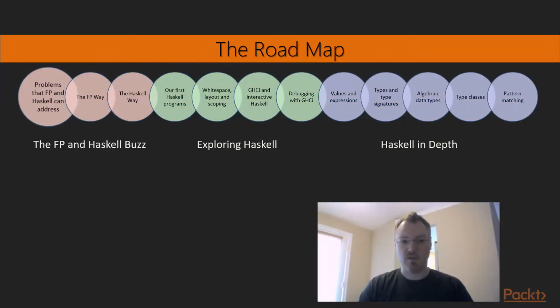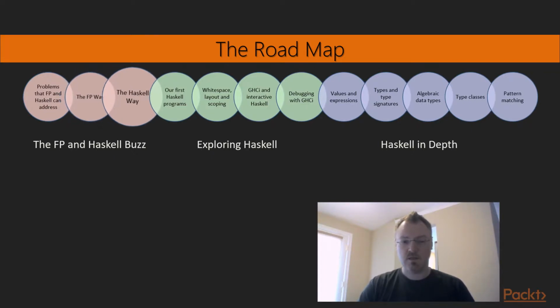In the first topic, we'll talk about problems that FP and Haskell can address. Then we'll talk about the functional programming specific ways of approaching these problems. Then we'll talk about how Haskell specifically addresses these types of problems. Then we'll take a look at our first Haskell programs and start to begin an intuition for what they look like. And we'll dig deeper into some issues related to white space and layout.